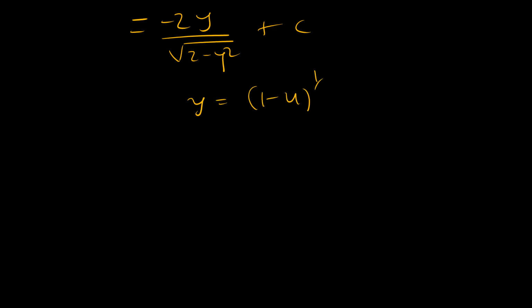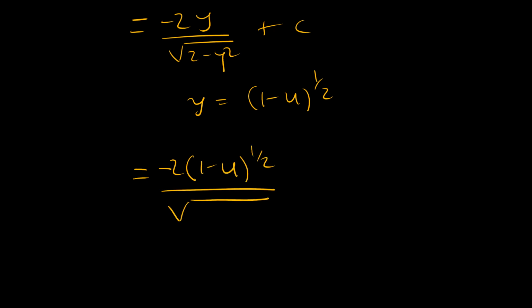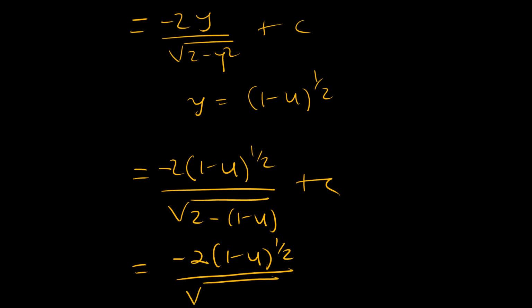So since our partial answer was 2y over square root of 2 minus y squared plus c, and initially we had said that y be equal to square root of 1 minus u, that means that in terms of u, we would have 2 square root of 1 minus u over the square root of 2 minus y squared, where y squared is definitely 1 minus u, which equals 2 square root of 1 minus u over square root of 1 plus u, because it becomes 1, and then plus c.